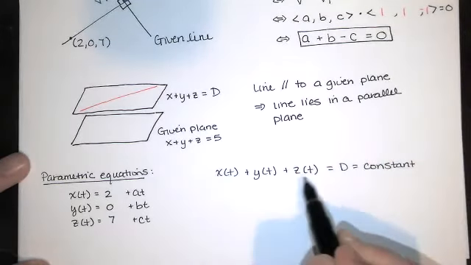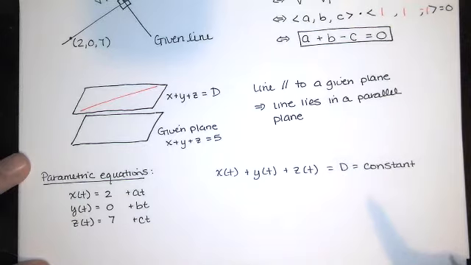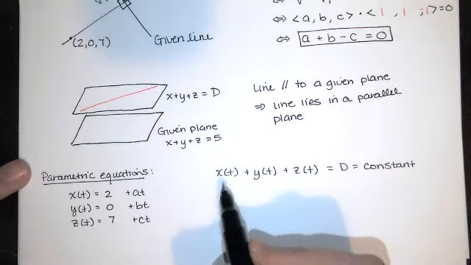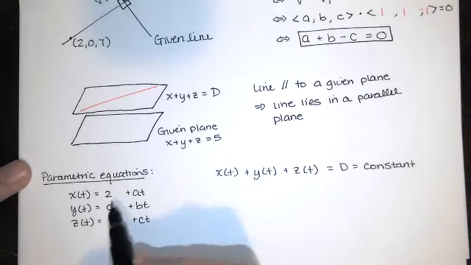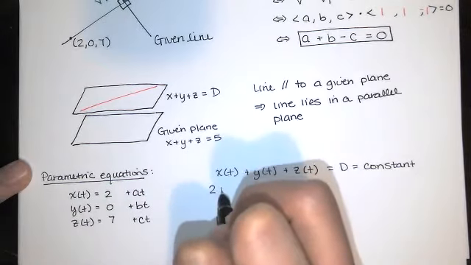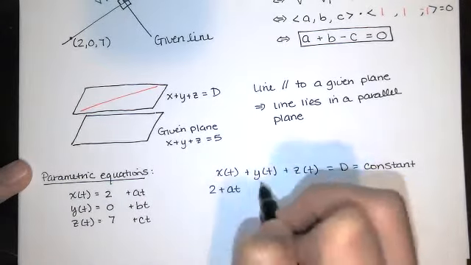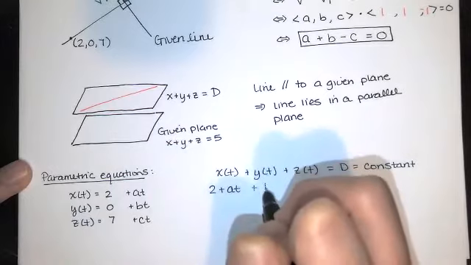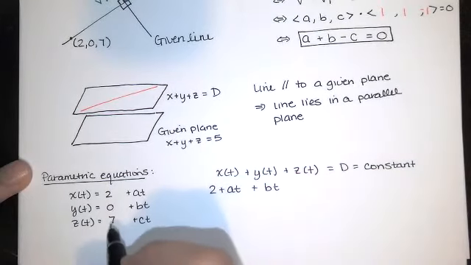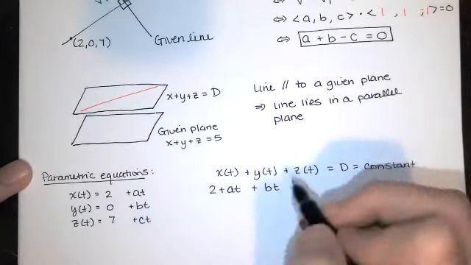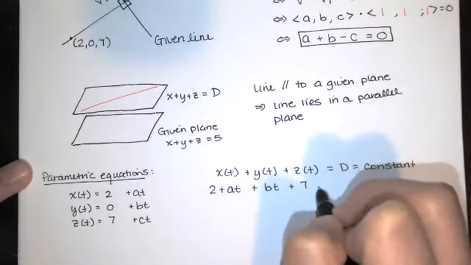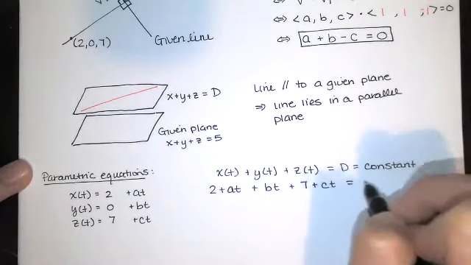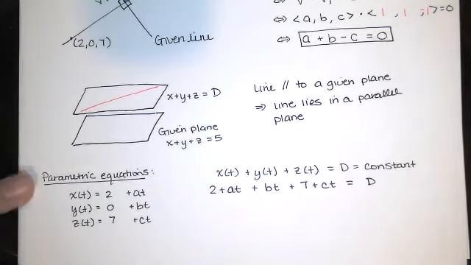So that means all of the t's over here have to cancel out. So let's substitute in. X of t is 2 plus at. Y of t is 0 plus bt, or just bt. Z of t is 7 plus ct. And that's equal to this constant d.